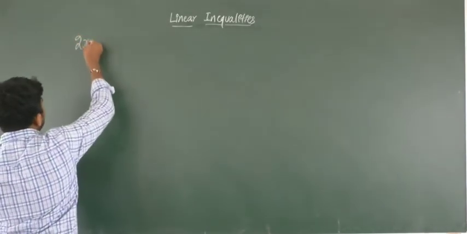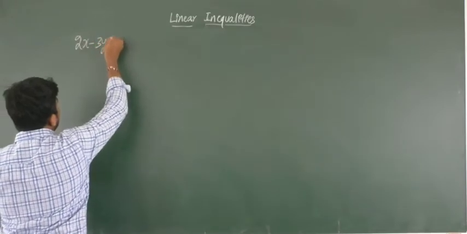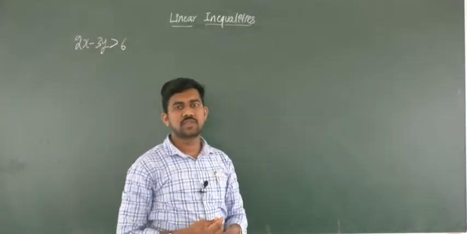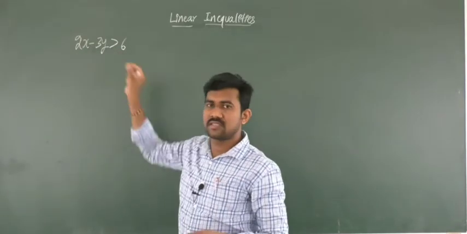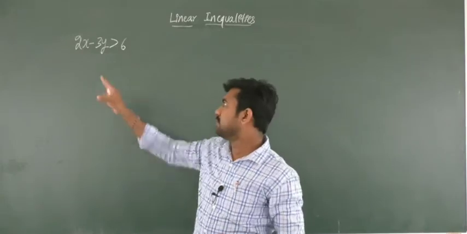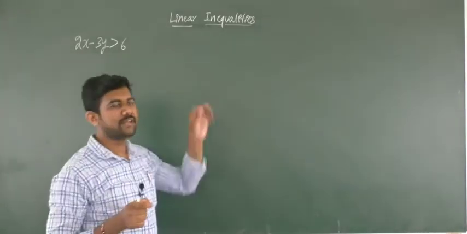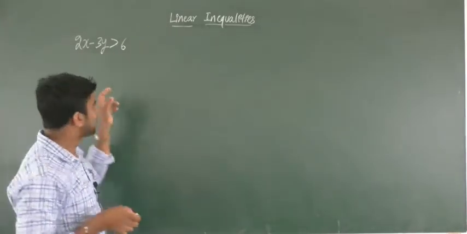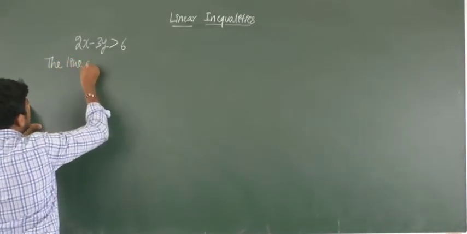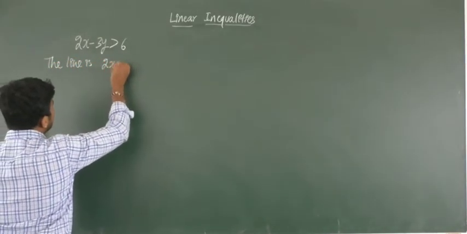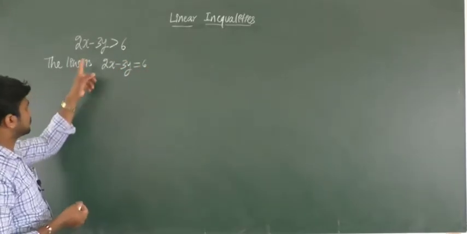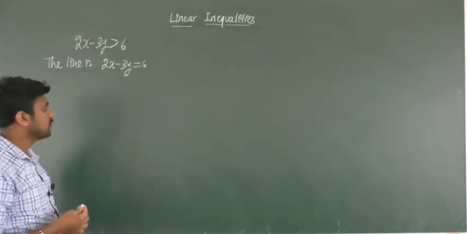So the next question, they have given 2x minus 3y greater than 6, okay. Here we can observe this is a strict inequality, okay. Now first we need to write the line here. What is the line we'll get? The line is 2x minus 3y is equal to 6. This is the line we'll get.